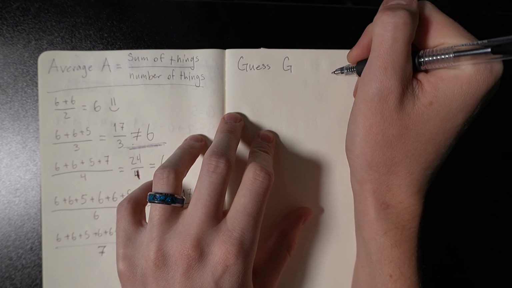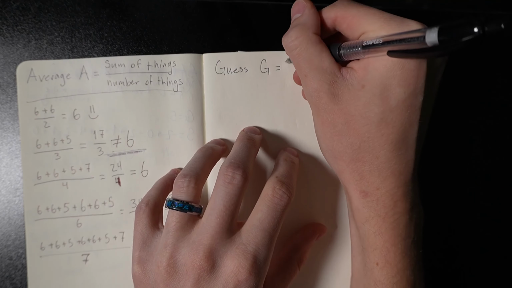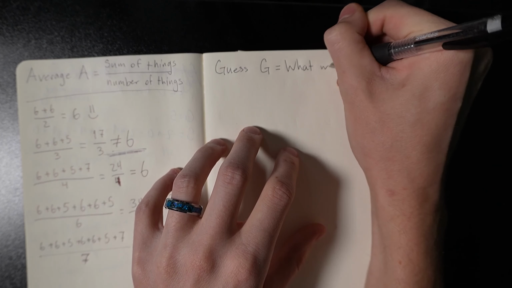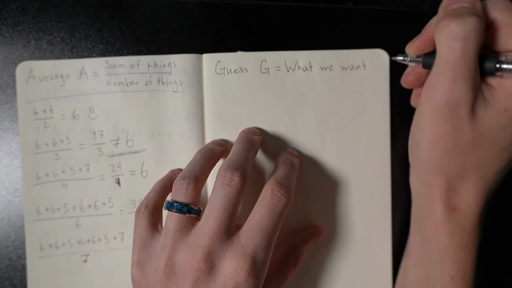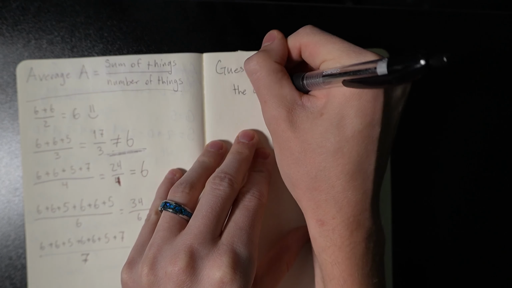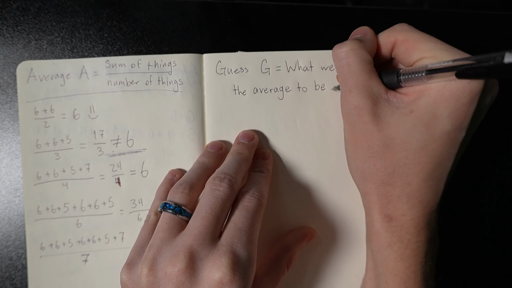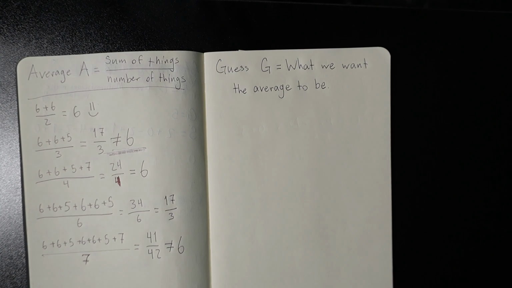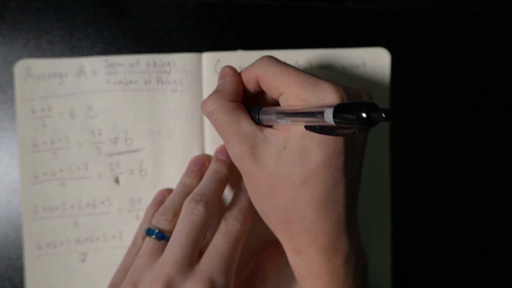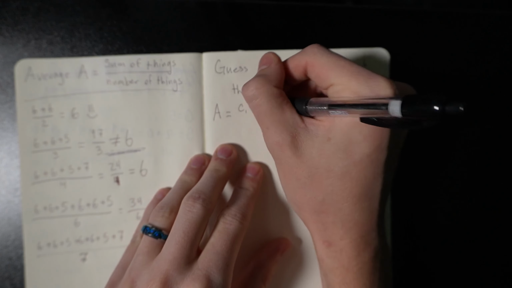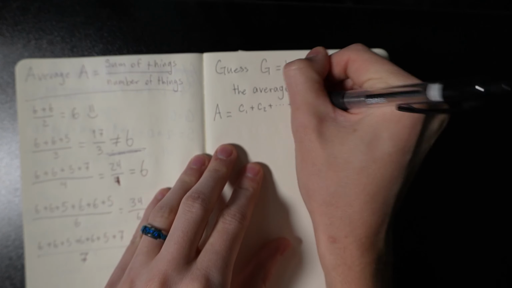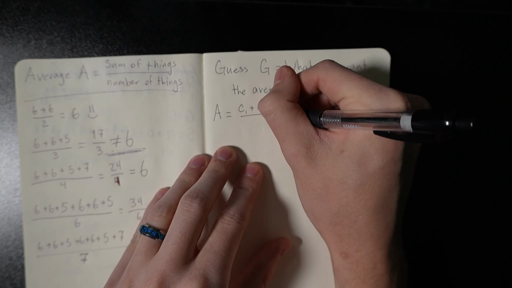I'm guessing the average of the pile is 6. Am I correct? After we've had a good feel for whether the average is 6 or not, then we'll explore what we need to add to change the average into 6. Say that the average of some pile of n cards is A. That is, A is card 1 plus card 2 all the way up to card n, all divided by n.